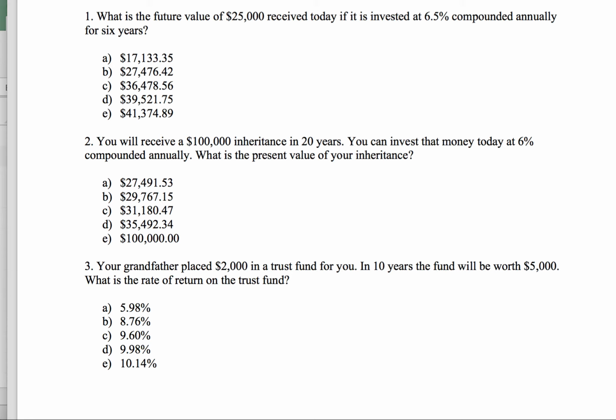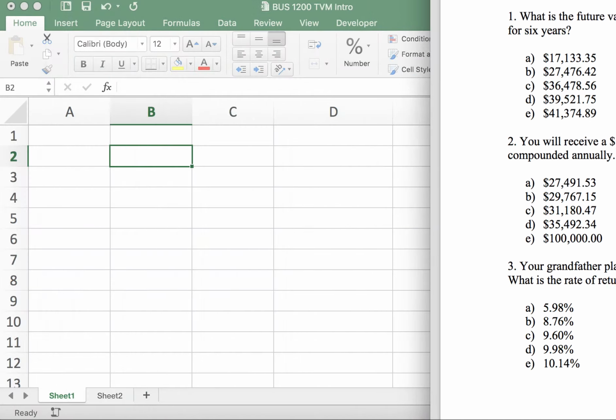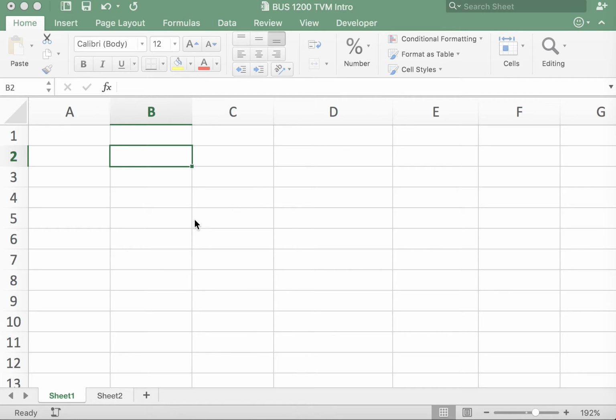Question number 1 is, what is the future value of $25,000 received today if it is invested at 6.5% compounded annually for 6 years? We have a couple answers to choose from. Let's go over here to the problem and put it into a spreadsheet. So the first thing you would do on a written problem is write down your variables, and that's what we're going to do in the spreadsheet.